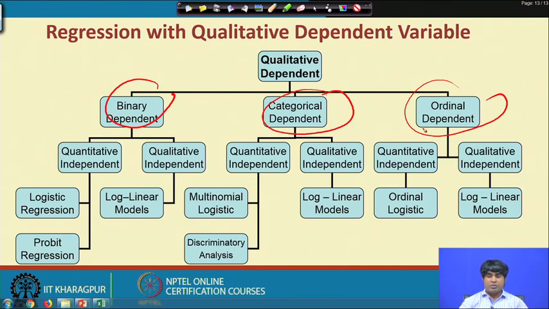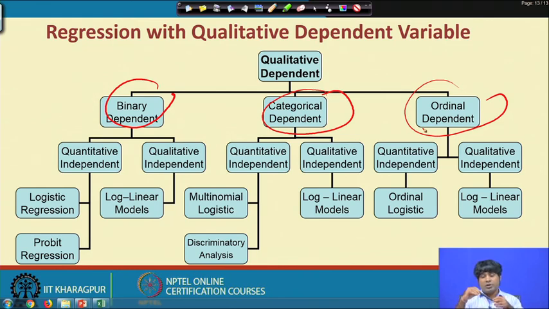And categorical dependent means different categories like Hindu, Muslim, Christians, other groups, or, say, 3 types of educational levels like PhD, MTech, BTech, or 3 different age groups of people, like people aged more than 40, more than 30, more than 20. These are all various ways you can categorize. This can be one form of qualitative response modeling.